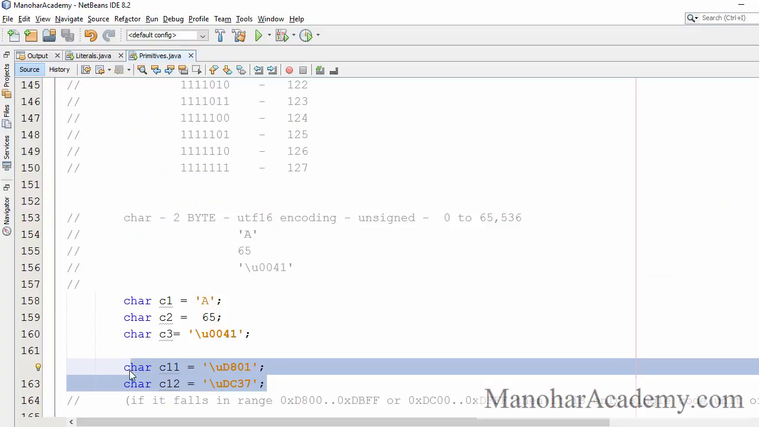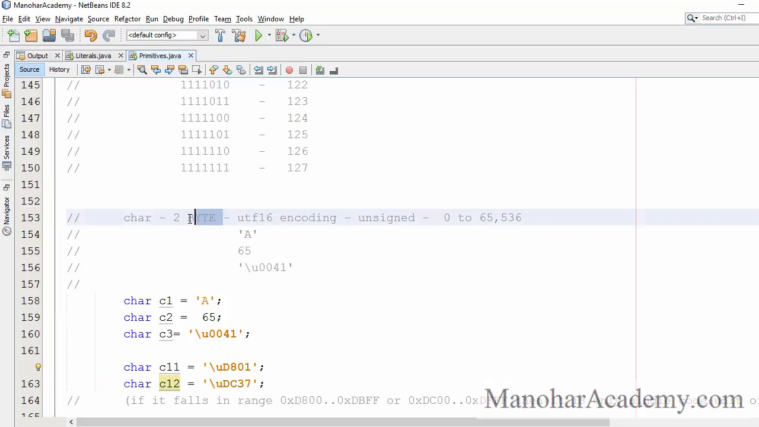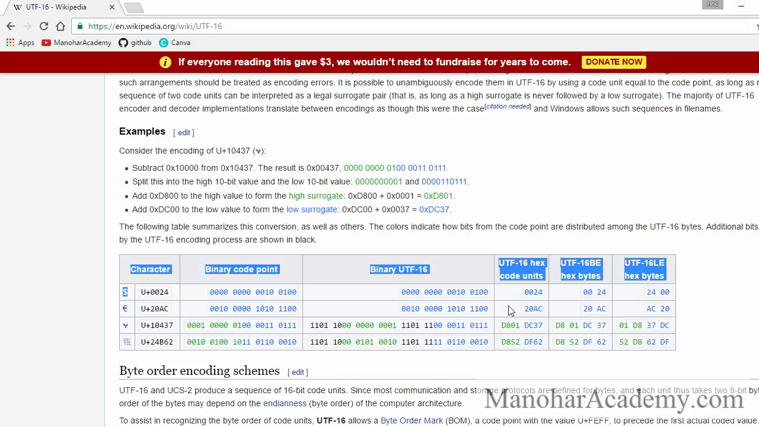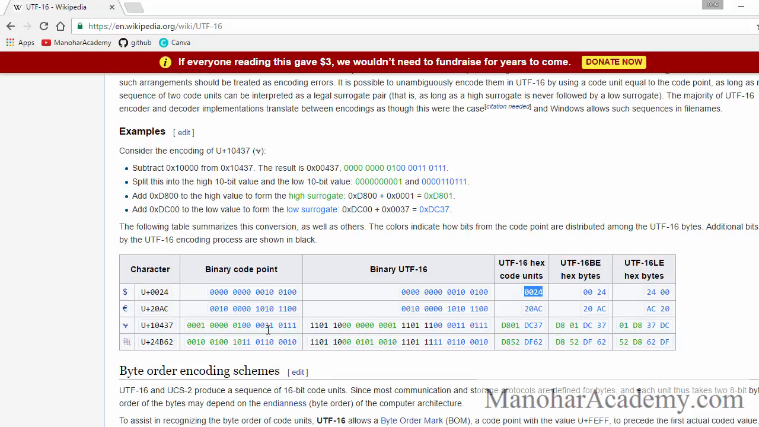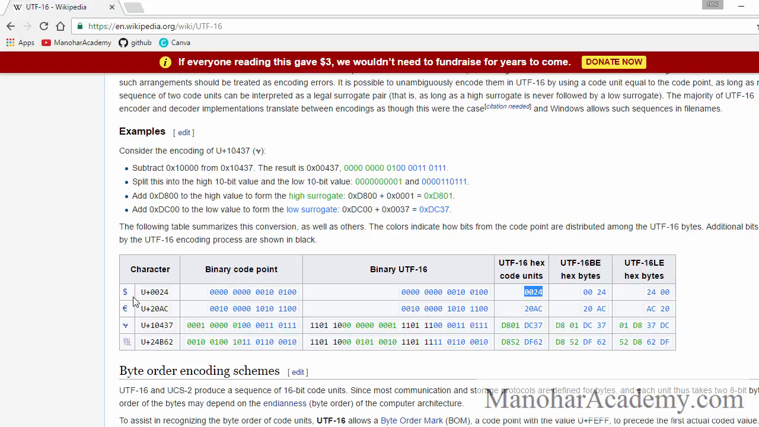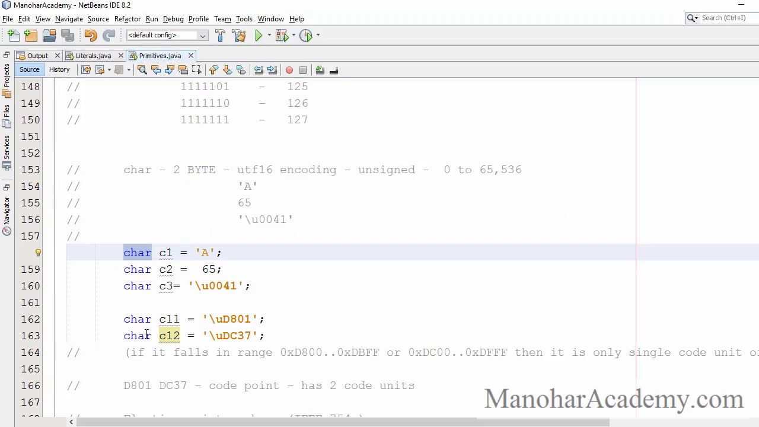So what did we understand? Java uses 2 bytes to save a char, and it uses UTF-16 encoding. UTF-16 encoding is a variable length encoding. What do I mean by that? Some characters just need one code unit, some characters need two code units. Whatever characters can be represented using one code unit can be saved in a single char, but whatever characters need two code units need to be saved in two chars, not a single char.